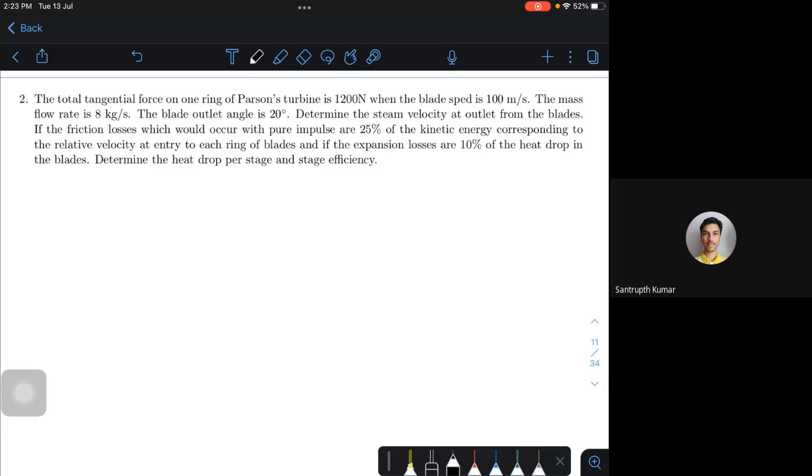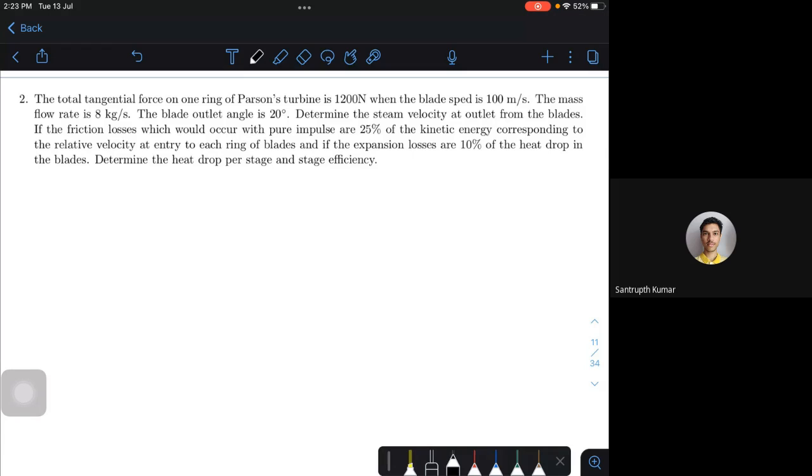Okay, here they are trying to give the losses. This particular thing you have to be very careful about. These losses you should be able to find. So it's 25% of the kinetic energy corresponding to the relative velocities. Then find the relative velocity at entry to each ring of the blades, if the expansion losses are 10%. What is it actually? Your efficiency is 90%.